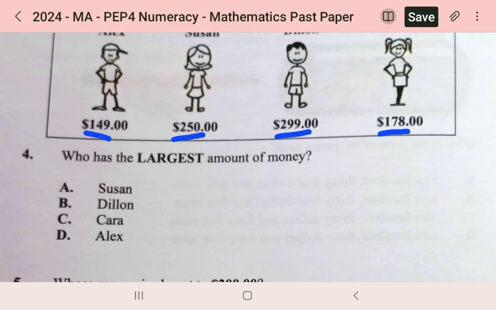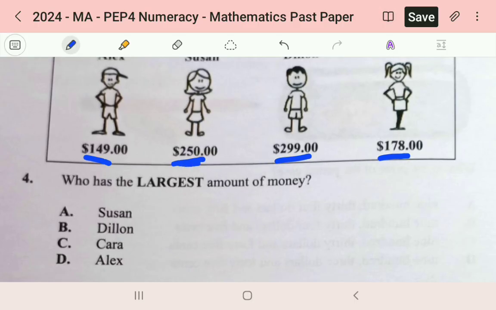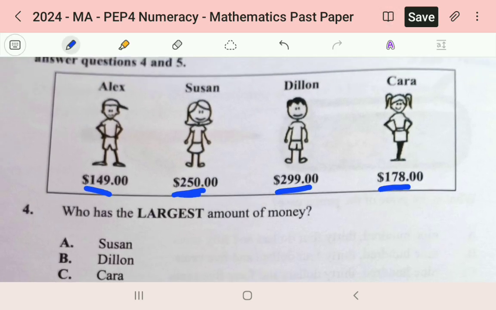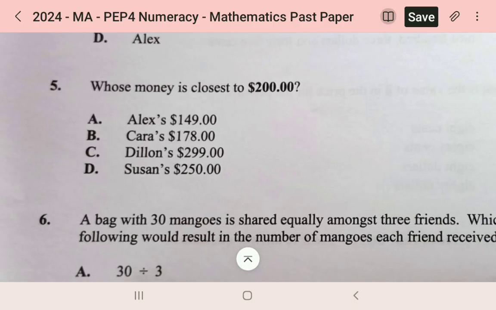Number 4. Who has the largest amount of money? So you quickly look in the hundreds place. It's going to be between Susan and Dylan, because they have in the 200. So it's Dylan with $299. That's at B.